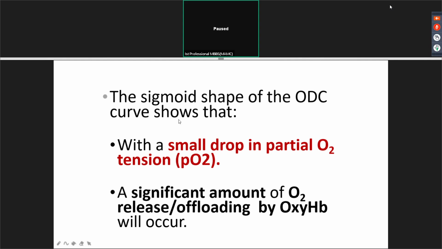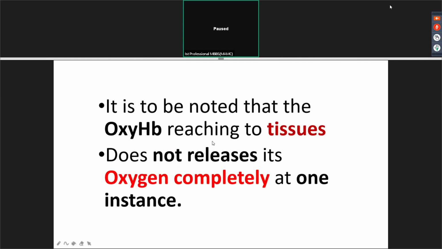So the sigmoid shape of the oxygen dissociation curve shows that with a small drop in partial pressure of oxygen, a significant amount of oxygen release, that is offloading of oxyhemoglobin, happens.